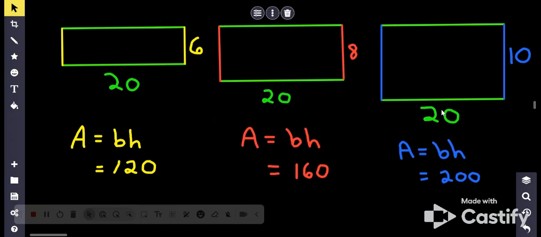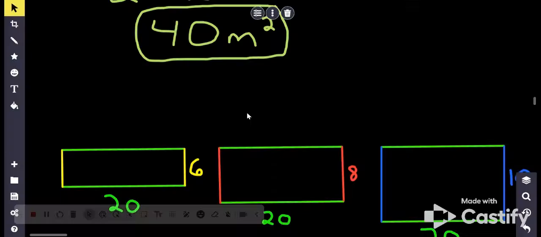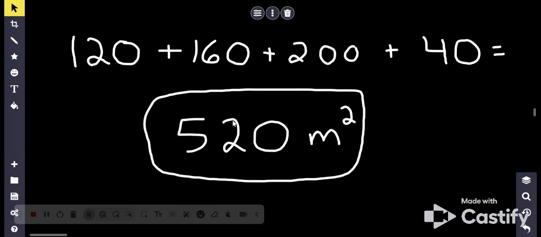So our base is consistently going to be 20. Our heights vary by 2 each time, right? This is 6, 8, 10. So we have 120, 160, 200. So now we're going to add up all these pieces. 120 plus 160 plus 200 plus the 40 from above, right? That gives us 520 meters squared.